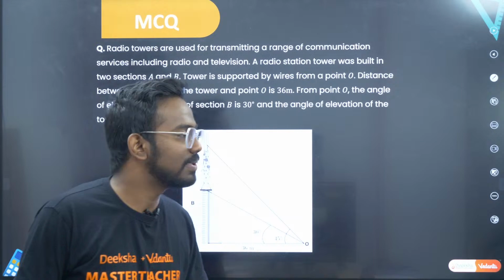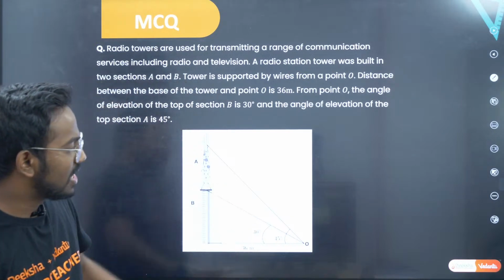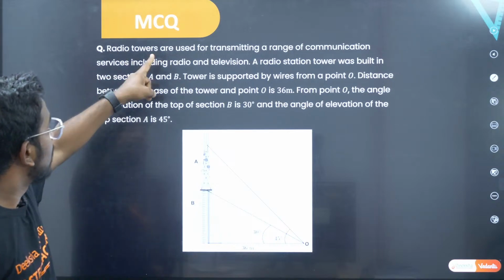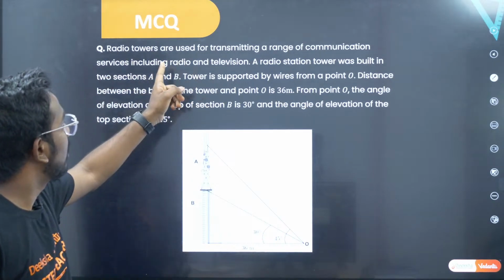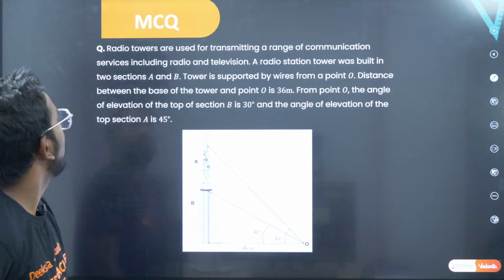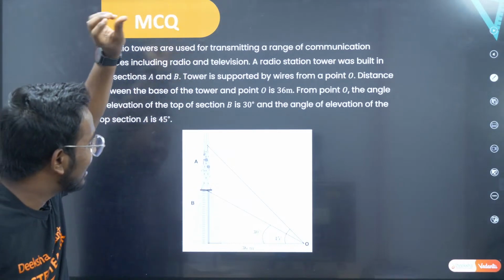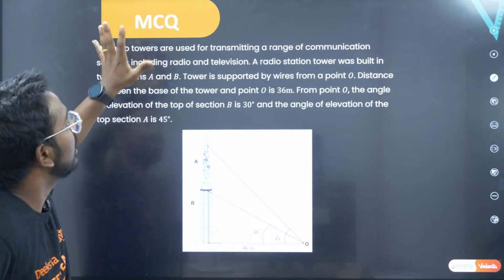Okay. Last question for the day. So we'll take one more case-based question. This was asked in a previous year question paper. So let's try to see this. A radio tower. Radio towers are used for transmitting a range of communication services including radio and television. So they have described what radio towers are.